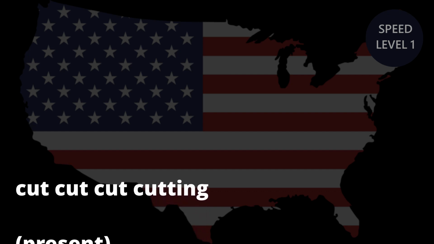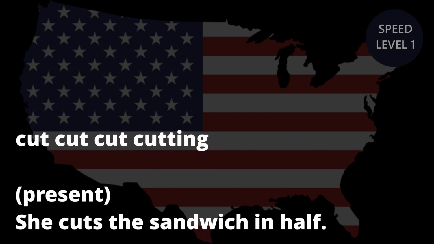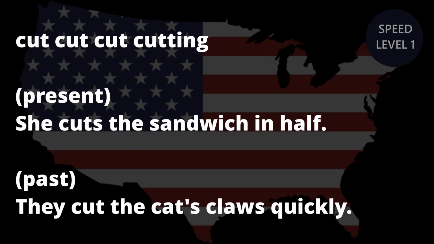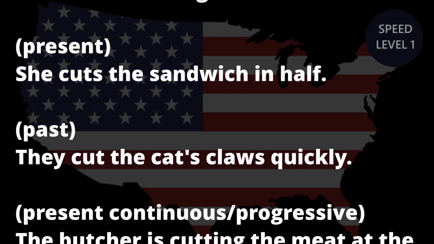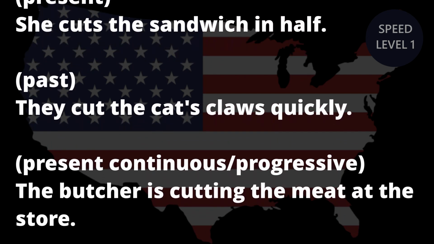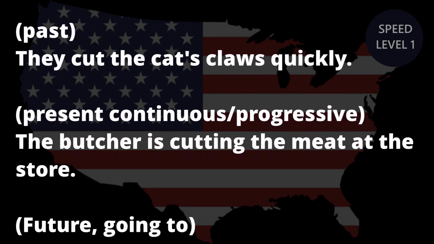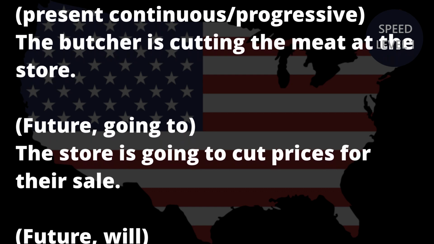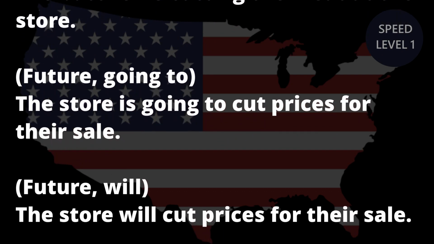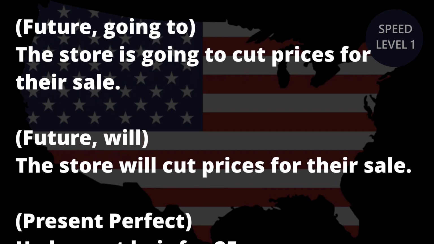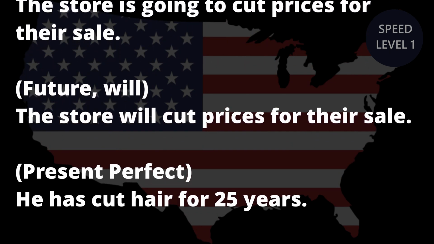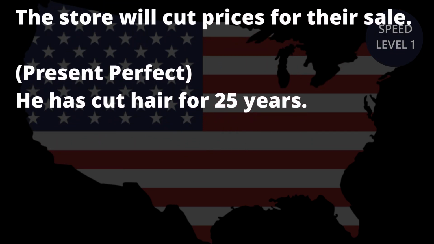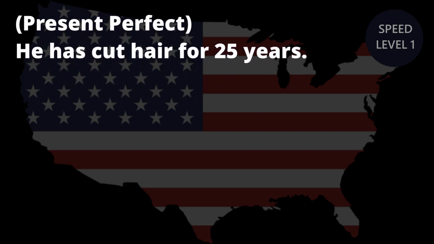Cut, cut, cut, cutting. Present. She cuts the sandwich in half. Past. They cut the cat's claws quickly. Present continuous, progressive. The butcher is cutting the meat at the store. Future, going to. The store is going to cut prices for their sale. Future, will. The store will cut prices for their sale. Present perfect. He has cut hair for 25 years.